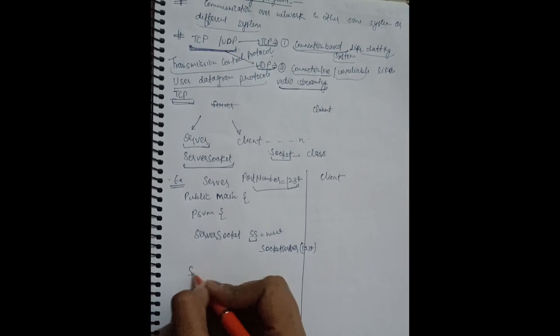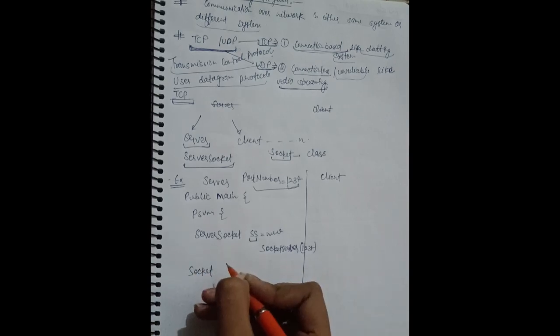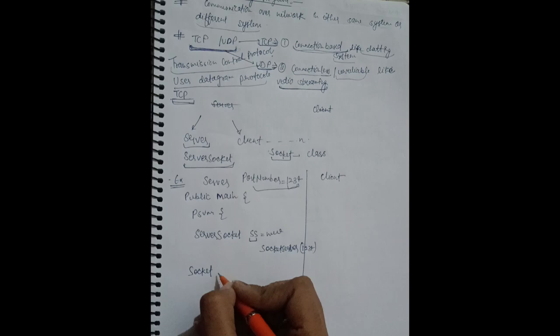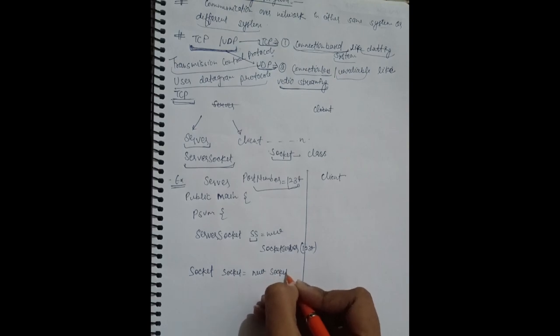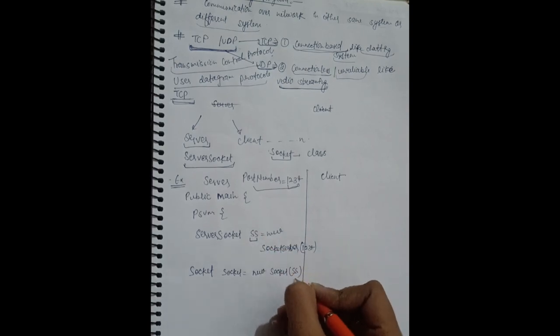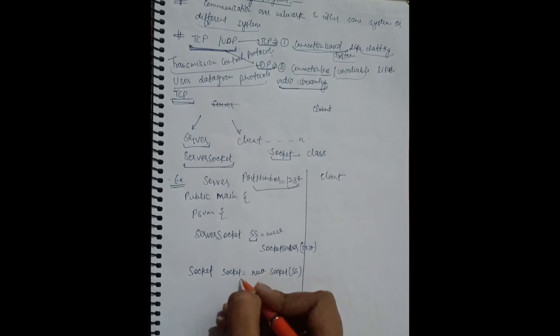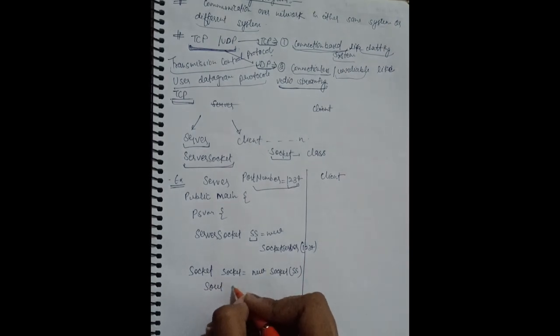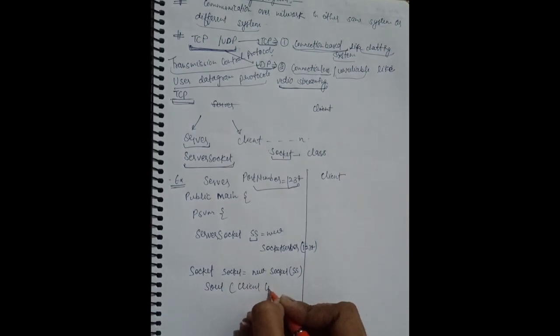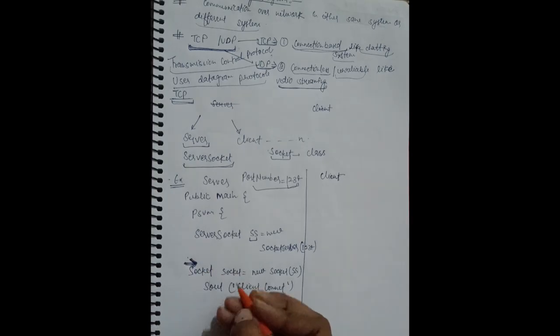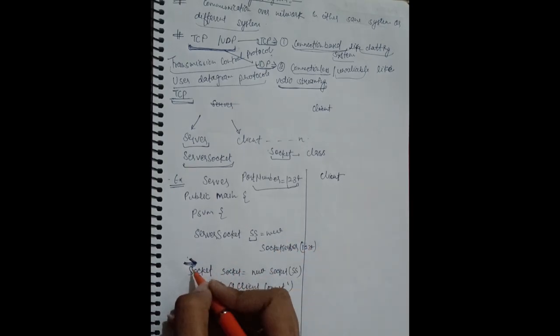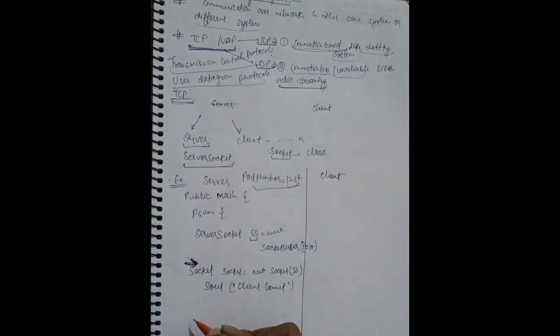Again, for accepting a client connection, we create an object of the Socket class and pass this SS. The server is waiting here for the client. When the client requests, the server gets connected and the code below this is executed.